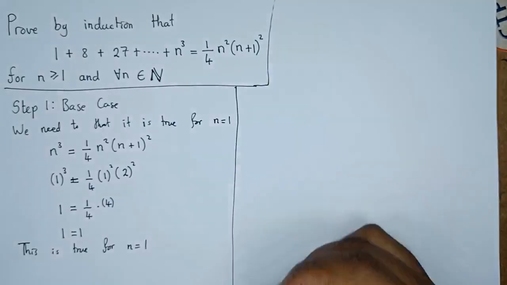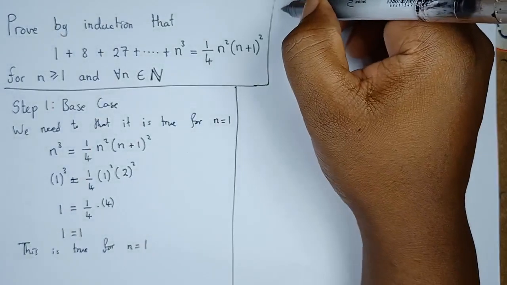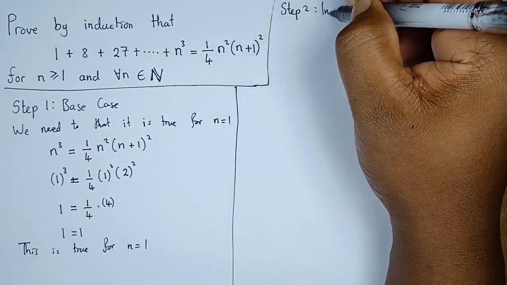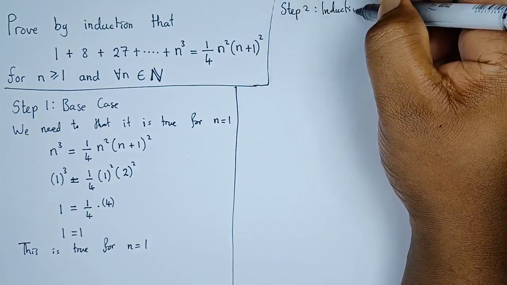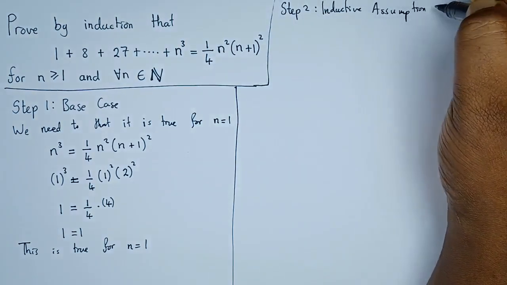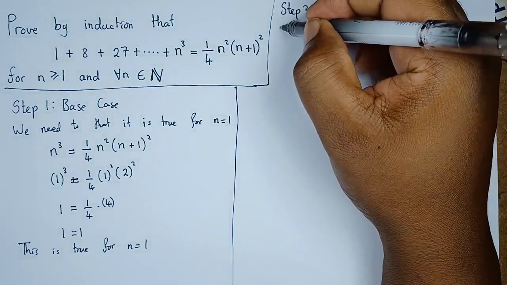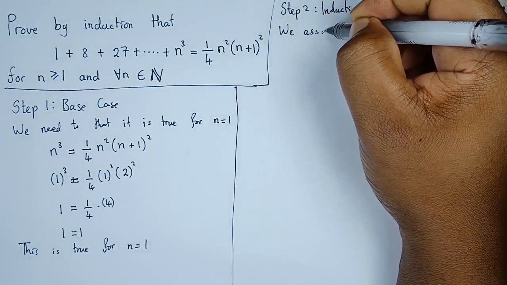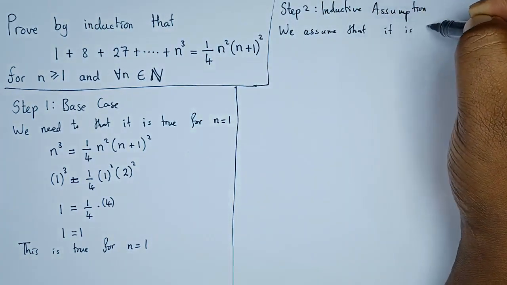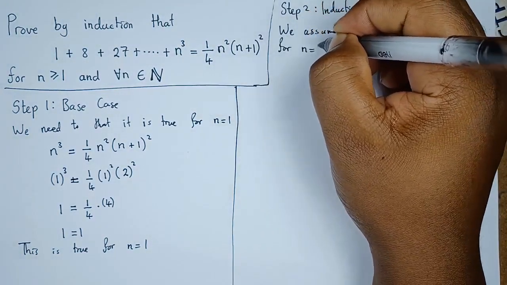Let's bring in step 2. Step 2 is the inductive assumption. For this one, it's just an assumption that we're making. There's nothing to prove. So for the inductive assumption, we assume that it is true for n is equal to k.